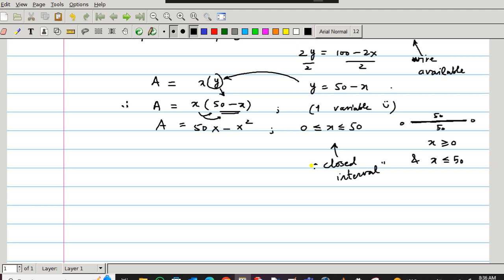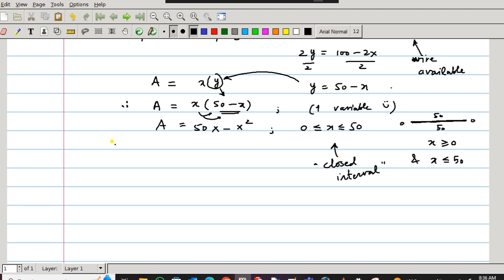And similarly, if I take 50, that also does not make sense, because if I take x as 50, then y will become 0. If x is 0, then y will become 50. So they just give me straight lines, not the areas. So you can make it an open interval as well. But open interval is a little difficult to handle for maxima and minima. So if we have an option of making it a closed interval, we can make it. Now it will be very easy.